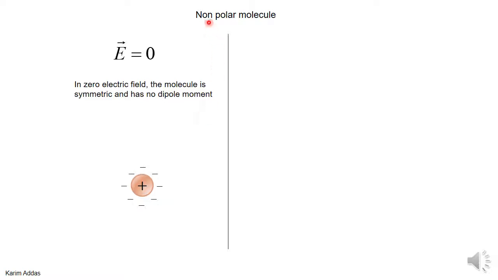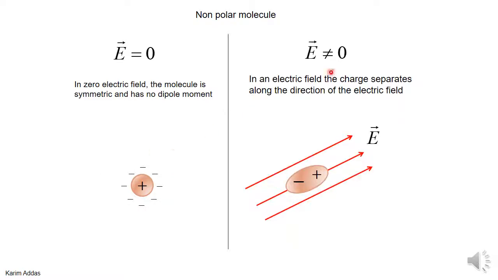Okay, what will happen if you put a non-polar molecule in a region where there's no electric field? A non-polar molecule means that there's no separation between the positive and negative charge. The center of positive charge and the center of negative charge, they're at the same point. So the molecule is symmetric, for instance, like this. So when there's no electric field, it's completely symmetric. What happens when you put this molecule in an electric field?